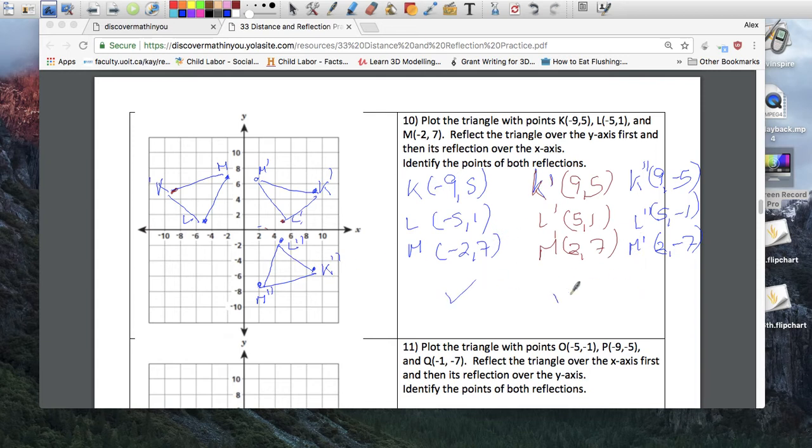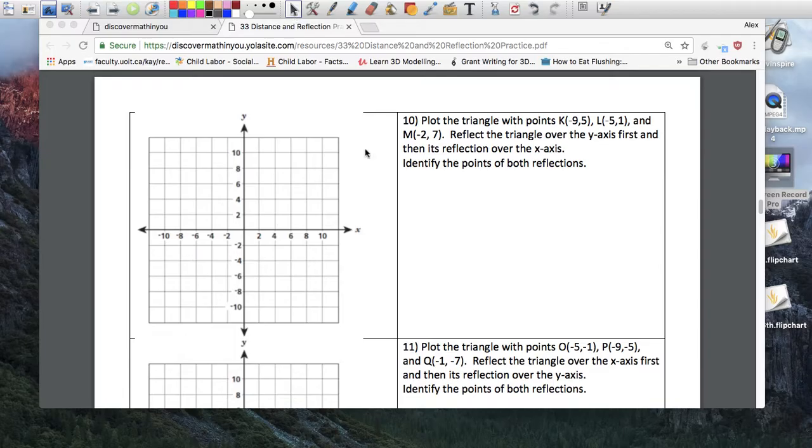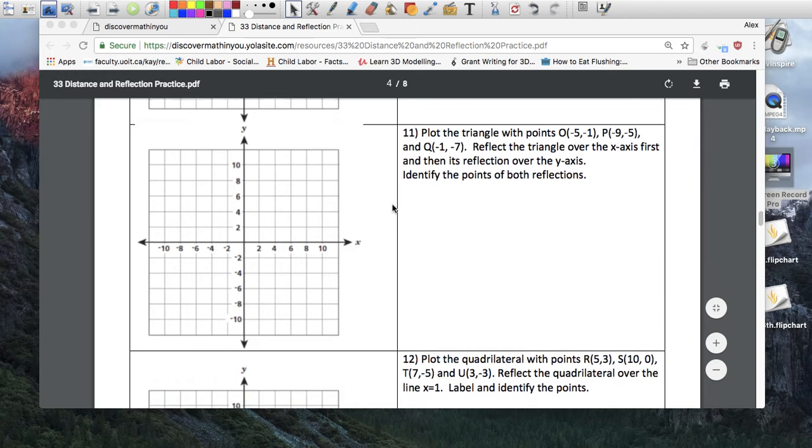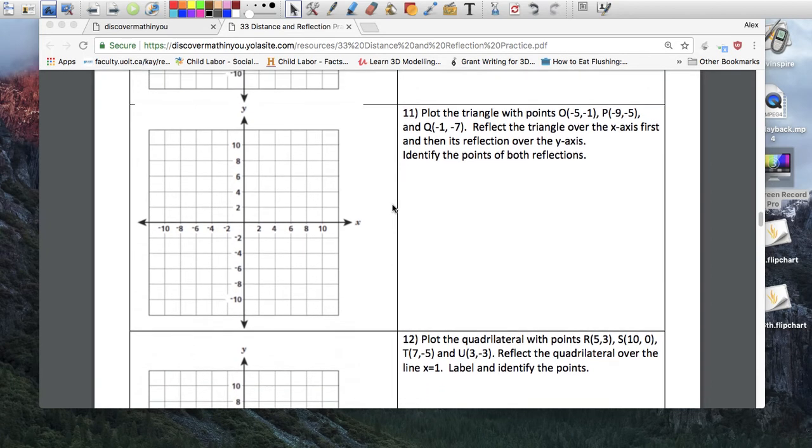Okay, so I need to see this, this, and this. Okay, so here we have O, which is negative 5 and negative 1.